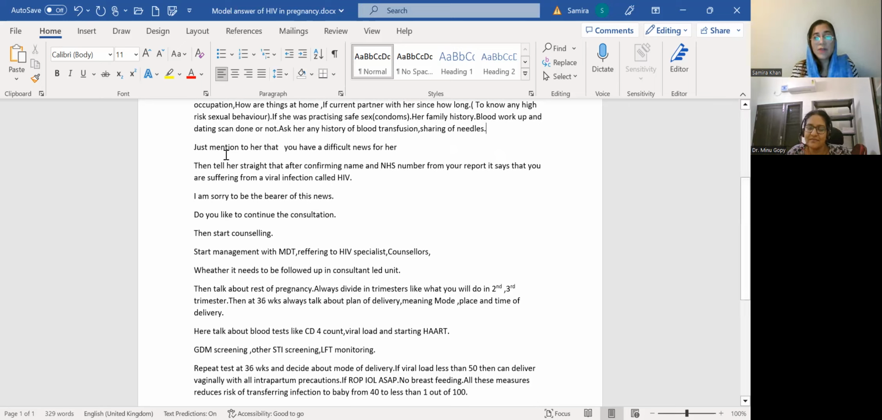So just mention to her that you have a difficult news for her, and then tell her straight after confirming name and NHS number, which is good. It says that you're suffering from a viral infection called HIV. She knows about HIV, but you have to differentiate. You tell her that you have a virus, but you don't have a disease called AIDS. But this virus, if it is not treated, might eventually become AIDS, which has complications.